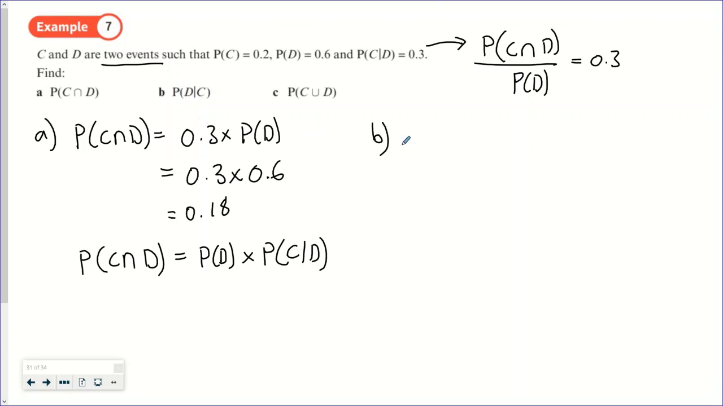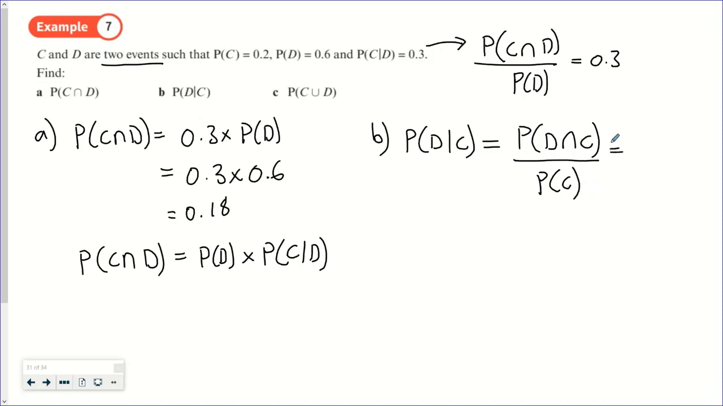Let's have a look at part B then. In part B, we want the probability of D given C. So let's write down that formula using the conditional probability formula. That's the probability of D and C happening divided by the probability of C happening. Well, we know the probability of C and D happening because we've just calculated that in part A. The order obviously doesn't matter. C and D is exactly the same as D and C. So we know that's 0.18. And then we need to divide by the probability of C happening, which we're told is 0.2. If we work that out, we get 0.9.